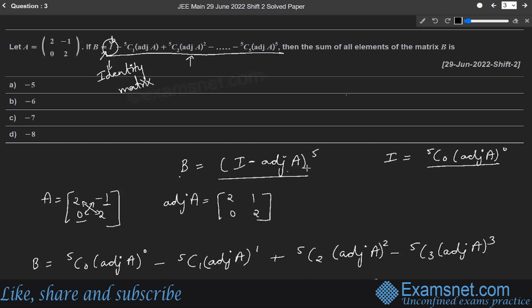I hope you are clear with this question. In this question, we have used the basic concept of matrix and finding the product of two matrices, right? And we have also seen how to find the adjoint of a 2 cross 2 matrix, and we have learned how to expand a value. It was a very, very simple question, and the correct option for this question is option C.